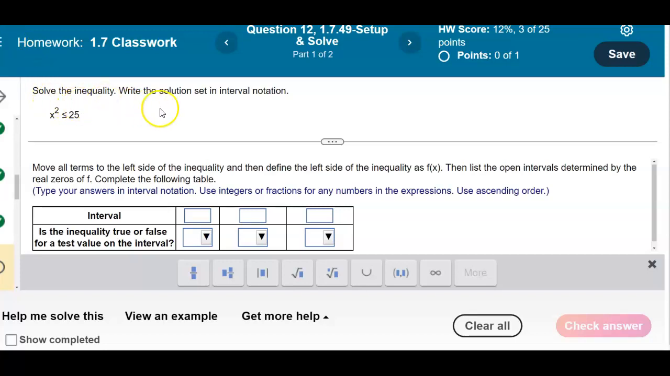Solve the inequality and then write the solution set in interval notation. We have x squared is less than or equal to 25. In this case, they want us to write the interval for the boundaries, and then determine whether the inequality is true or false. So let's go ahead and start here.